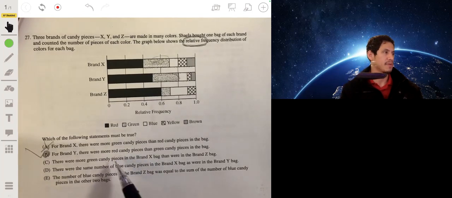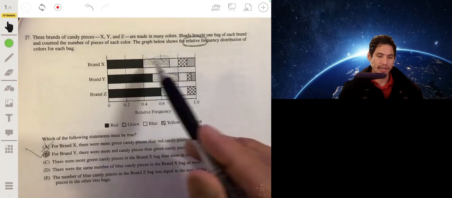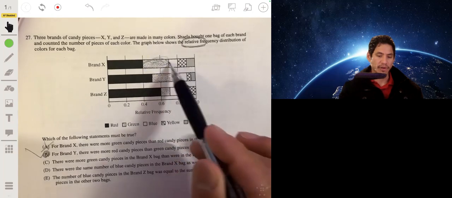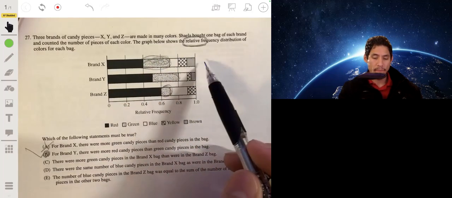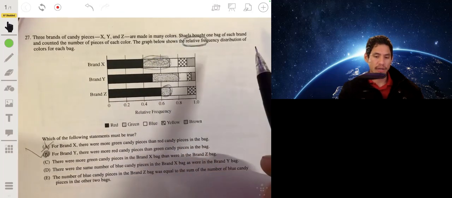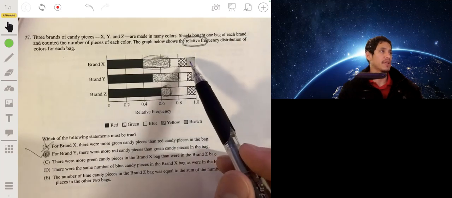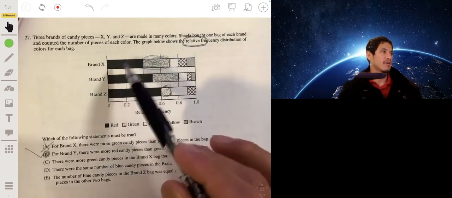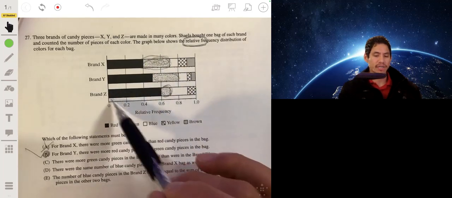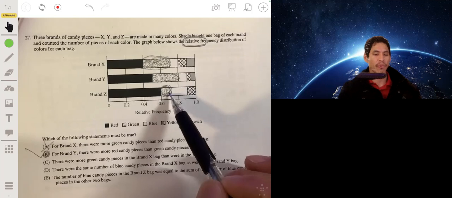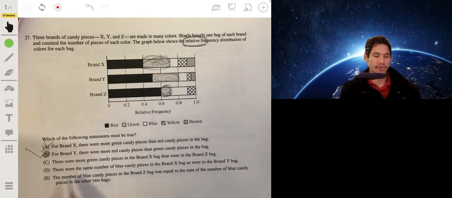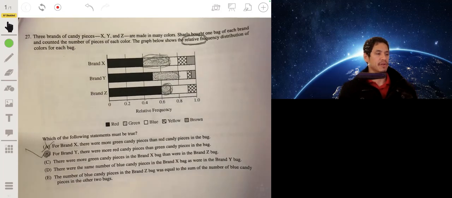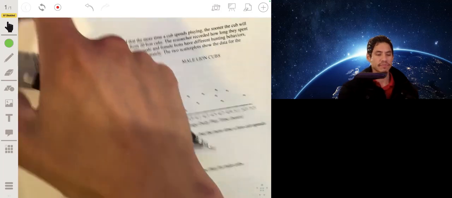So there are more green candy pieces in the brand X bag than there were in the brand Z bag. Again, you may see that this is larger than this, but we don't know how many candies are in total. There could be 100 in brand X and maybe 10,000 in brand Z. So even though this is a smaller proportion, it could be more raw total. So we don't know that for sure. And that's basically what the rest of it is. So remember, proportion is relative frequency.